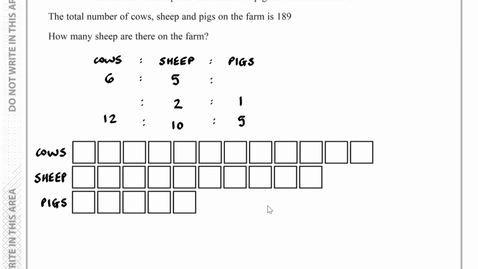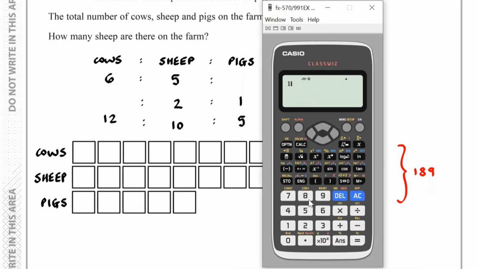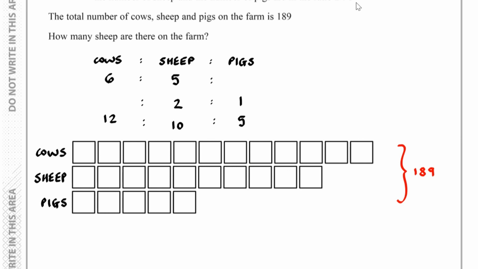So here is a bar model representing this information. I've got 12 to 10 to 5, and I know that there's 189 animals in total. So this total is 189. So you can see we've got 27 parts. So if I do 189 divided by 27, I get 7. So each part is worth 7.